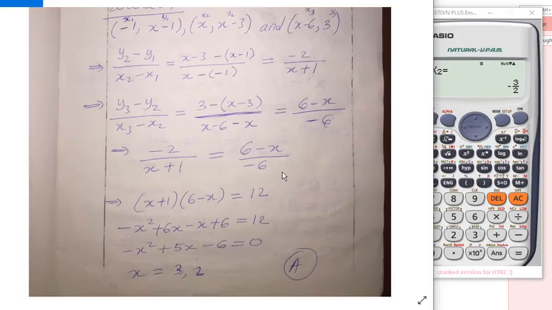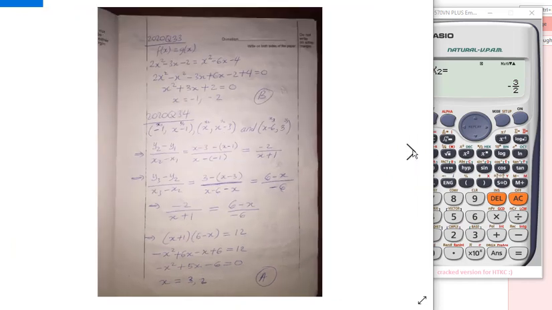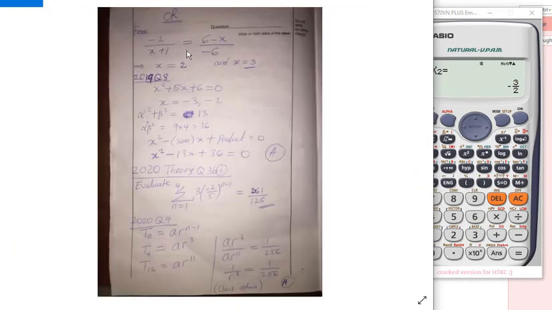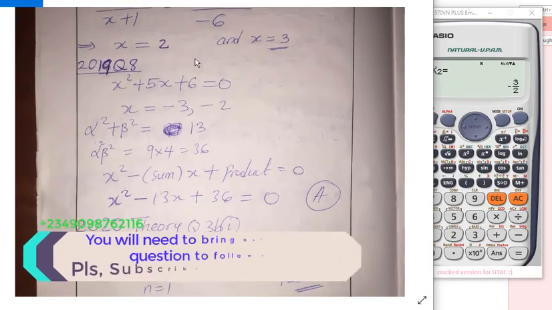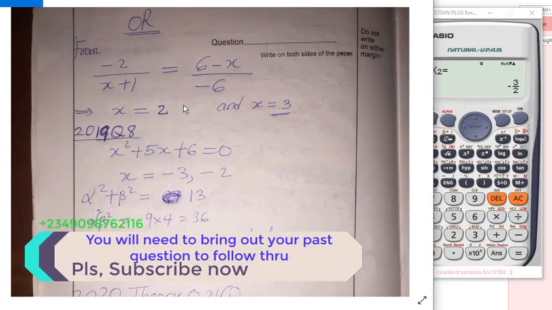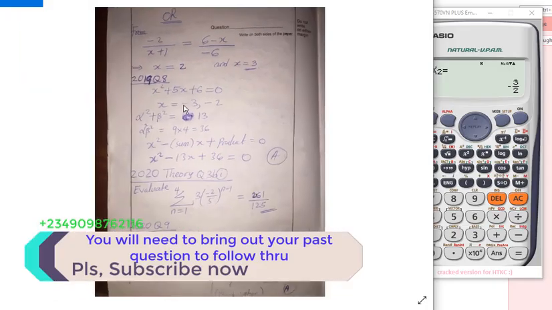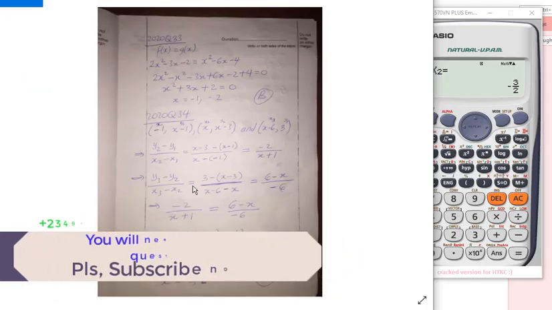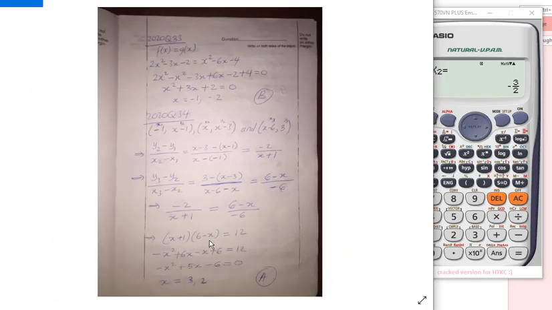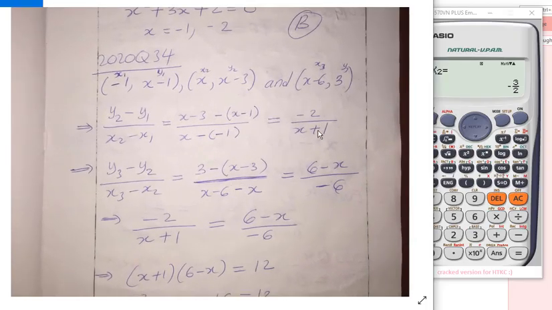You know how to do it now because I've explained very well how to use a calculator to solve a quadratic equation. Now, I say or, look at this one. That is another way you can use to find the answer to this one. Instead of stressing yourself like this, once you get the gradient, I first of all do gradient. I obtain the gradient minus 2 over s plus 1, and 6 minus s over minus 6, and I equated it.